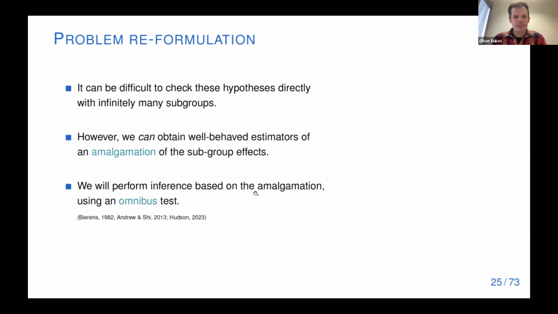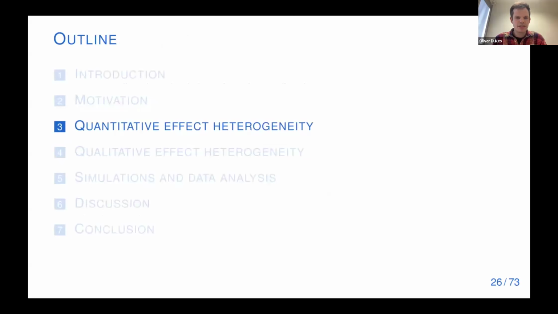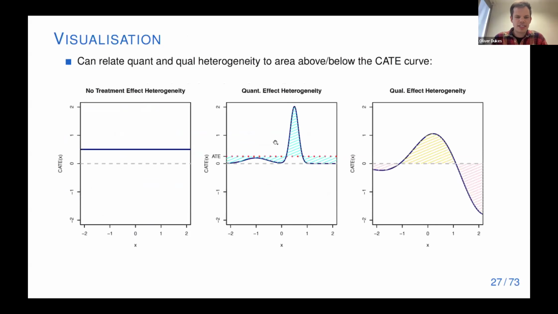So in what follows, rather than looking at these hypotheses over all the individual values of x, I'm going to try and base my inferences on a combination, a summary of the different subgroup effects. I know that using semi-parametric theory, I can obtain well-behaved estimators of this amalgamation of the subgroup effects. So this is an example of an omnibus test. We're basically going to perform our test of homogeneity based on the amalgamation. This may sound a little vague, but we'll now get into the specifics. We'll do this in the case of quantitative heterogeneity, and then I'll move into the qualitative case later in the talk.